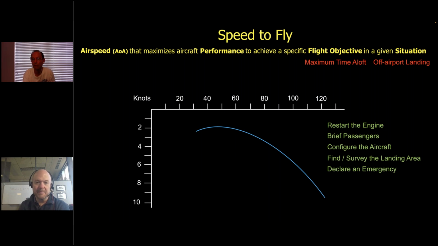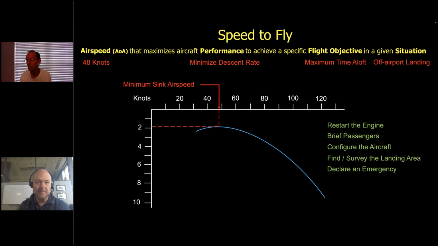So your flight objective here is to maximize your time aloft, to minimize your sink rate and stay up there as long as you can to get done what you need to get done. That's going to occur at the aircraft's minimum sink speed. And again, that's not best glide. It's typically somewhat well below that. In this case, 48 knots minimum sink is where you want to be.